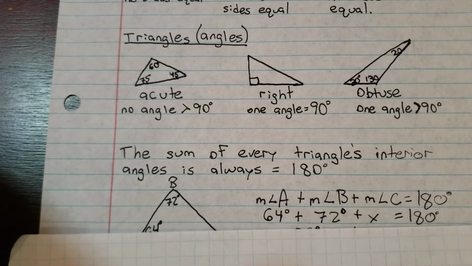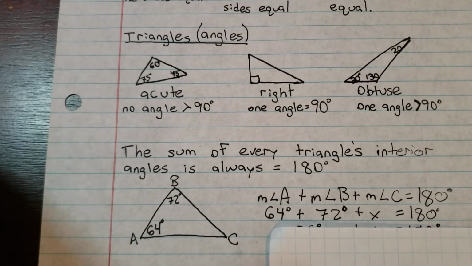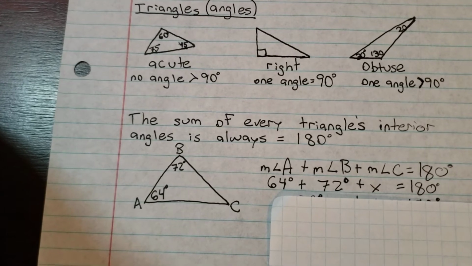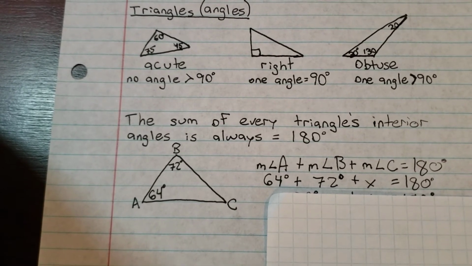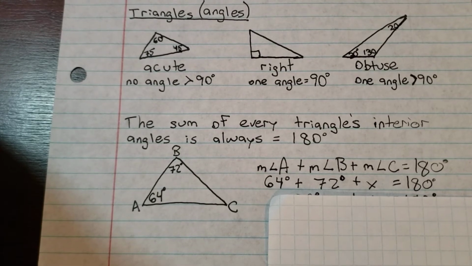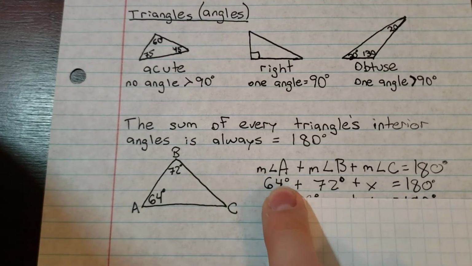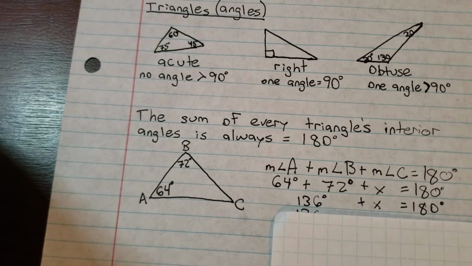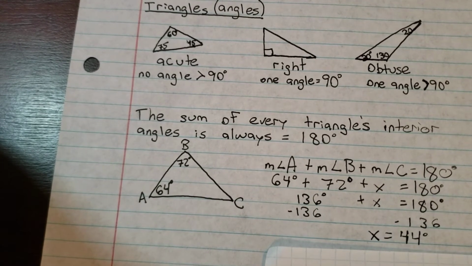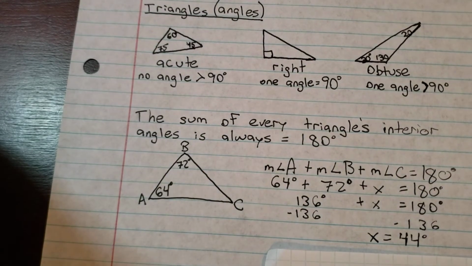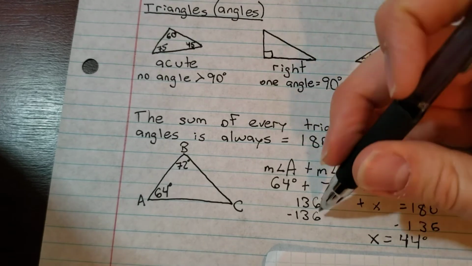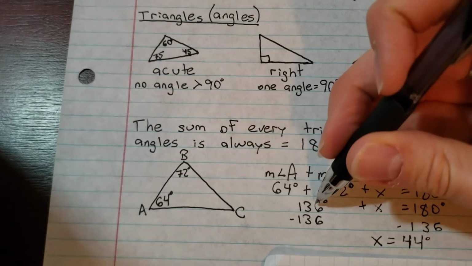So if we have this triangle here, A, B, and C, and say we're looking for C, the measure of angle C. What we're going to do is add these together, 136, and subtract. That's the nice thing about geometry, a lot of this is just simple addition and subtraction.